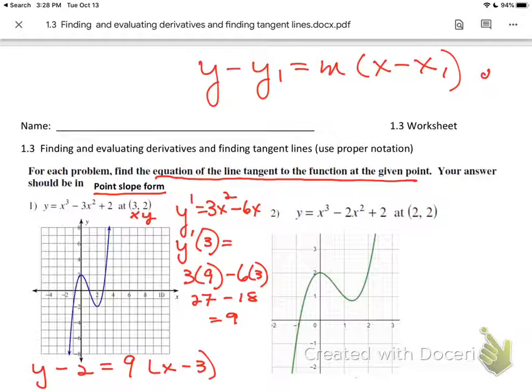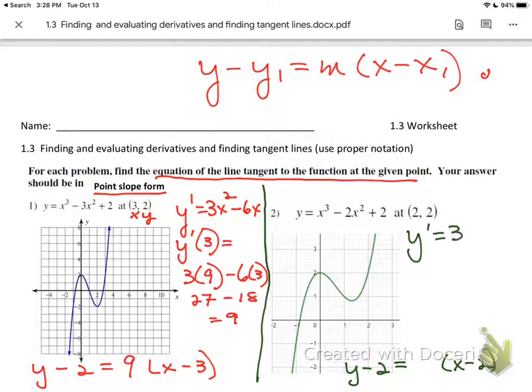Okay, let's do the next one in a different color. So we'll just draw a little line here in green. Same idea. So I know the point is 2, 2. So already I know y minus 2 equals some slope times x minus 2. Get your first derivative, which is your generic slope. Evaluate that where x is 2.